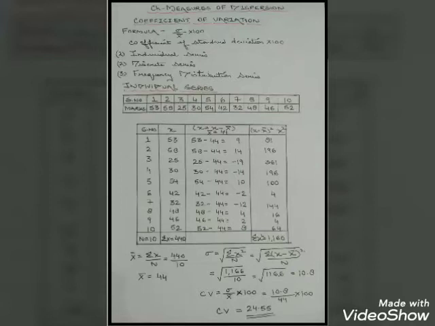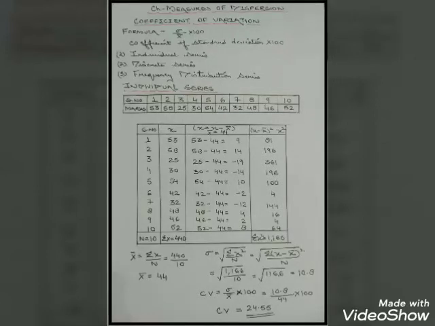So coefficient of variation equals standard deviation upon mean into 100. So your standard deviation is 10.8, your mean is 44, into 100, and you get your coefficient of variation as 24.55. So children, this is how you can calculate coefficient of variation by individual series.